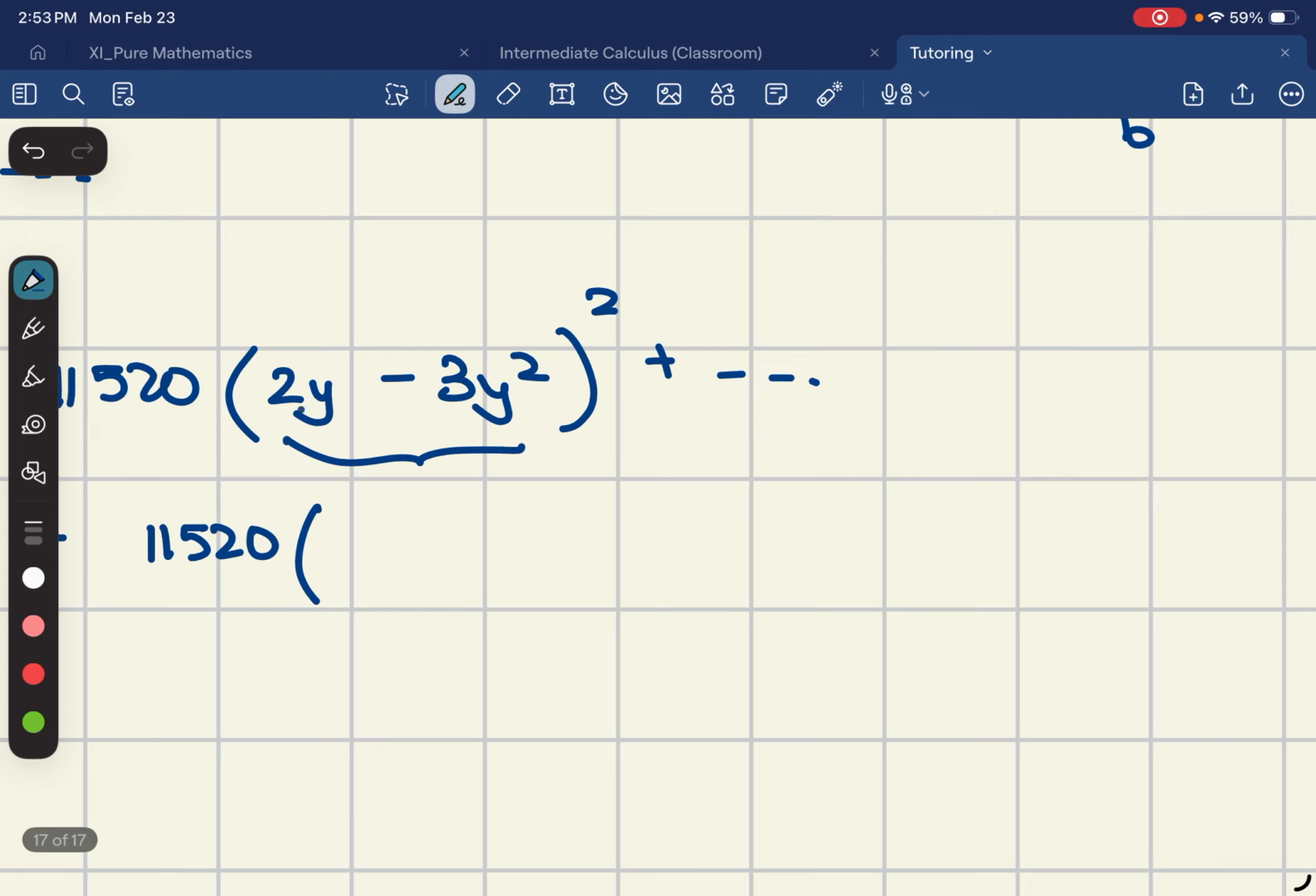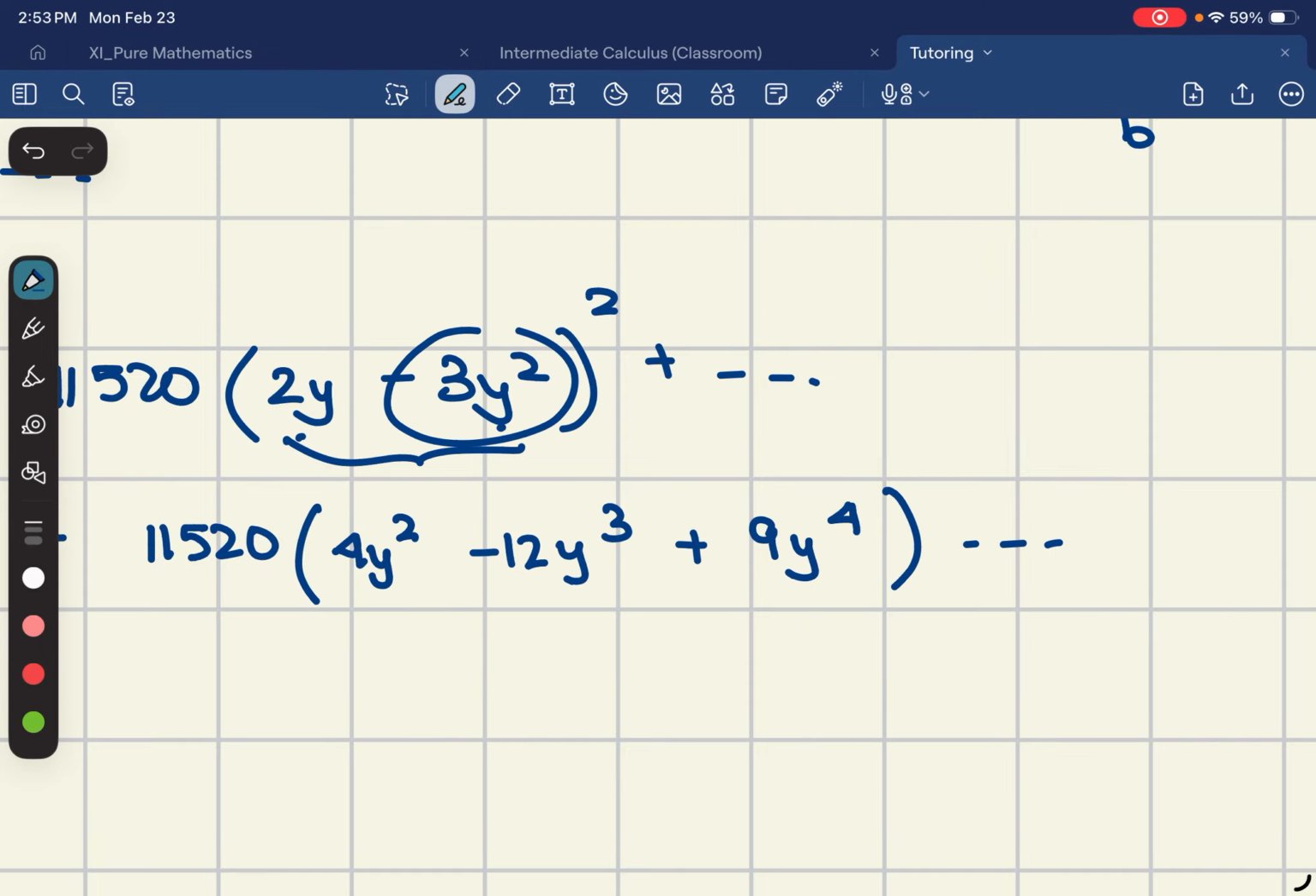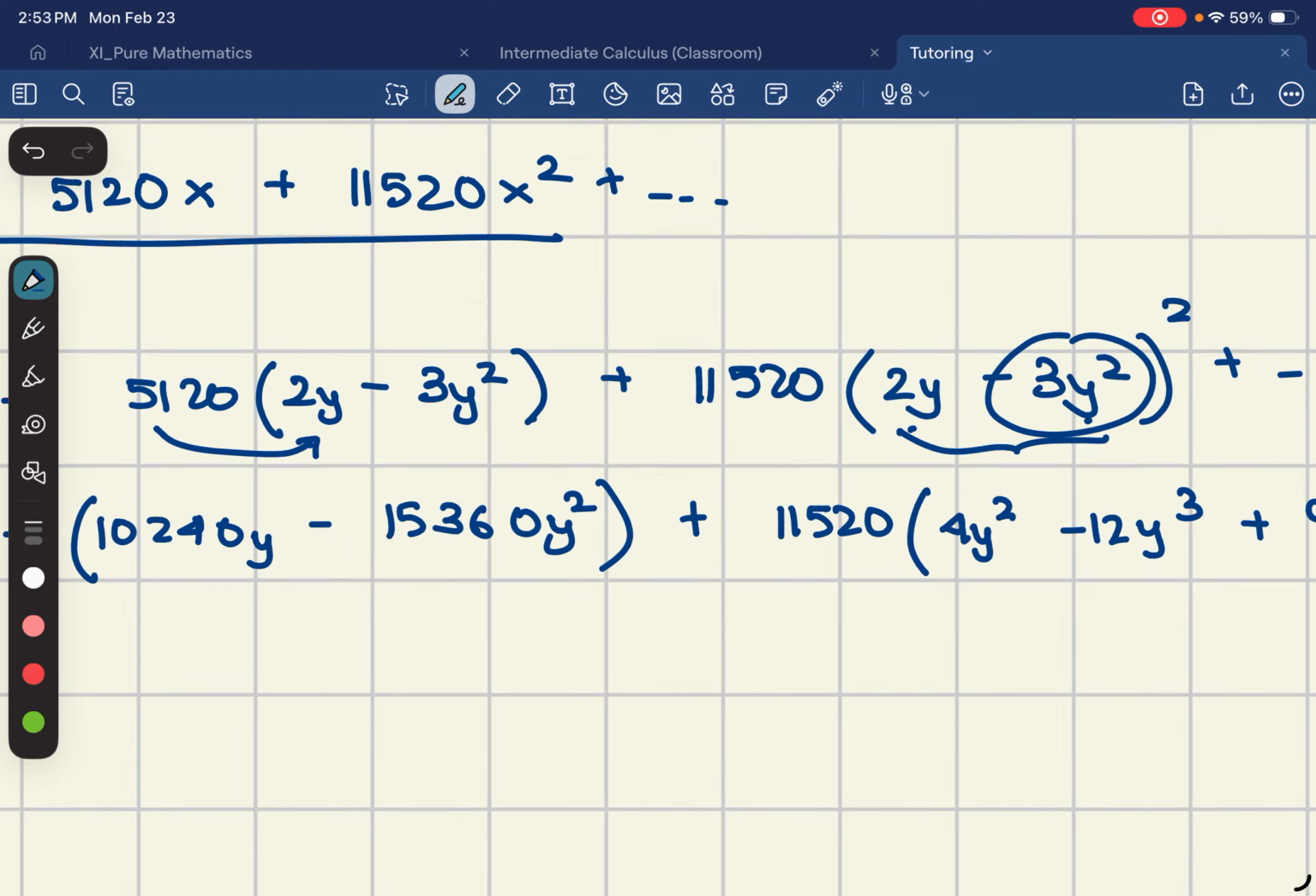We're going to get first term squared, that is going to be 4y squared, and then I multiply my first and the second term, right? 2y times negative 3y squared, that is negative 6y cubed. And I multiply this by 2 again. So negative 12y cubed. So I did ab first, and then I multiply by 2 to get 2ab. Plus 9y to the power of 4. And so on. This b squared is 9y to the power of 4.